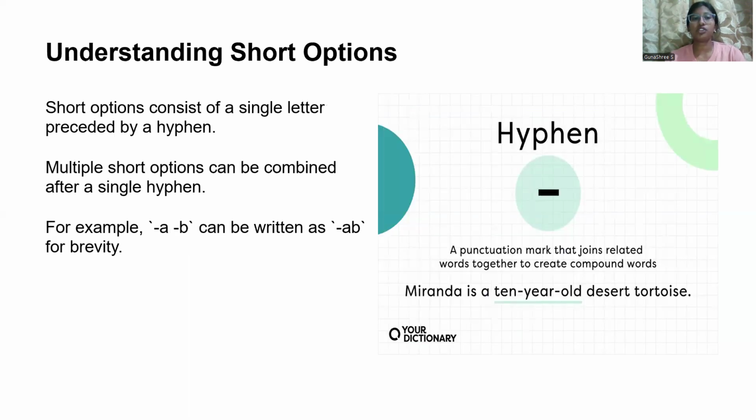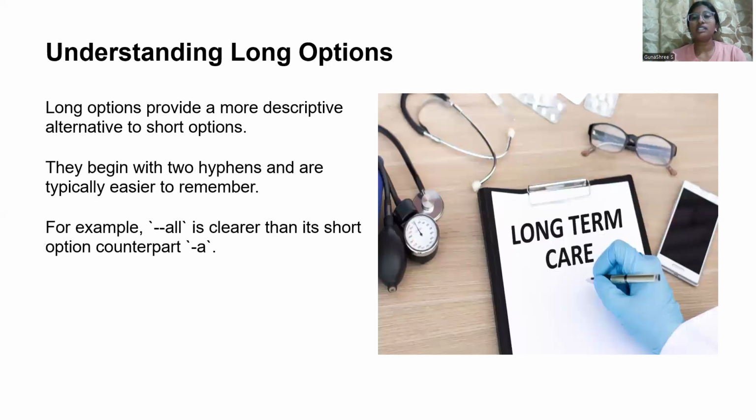So what are the short options? A hyphen is nothing but the short option. It consists of a single letter preceded by a hyphen. For example, -a -b can also be written as -ab for brevity, that is, to shorten it we can use the same option. What are the long options that are available? They begin with two hyphens and are much easier to remember compared to the short options. Here there are two hyphens present before the option name, so this will be clearer than the short option in the Unix command.